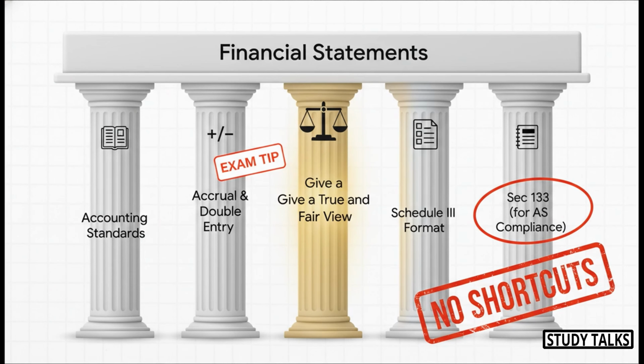And you can't just whip these statements up. They have to be built on 5 solid, non-negotiable principles. The big one, the main goal of this whole exercise, is to give a true and fair view. That's everything. And to get there, you've got to comply with accounting standards under Section 133, use the accrual basis, use the double entry system, and, this is a big one, stick to the format laid out in Schedule 3. No ifs, ands, or buts about these 5.